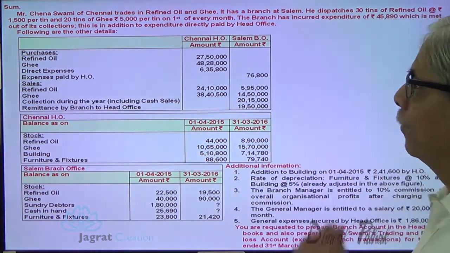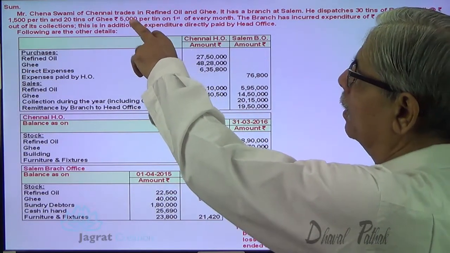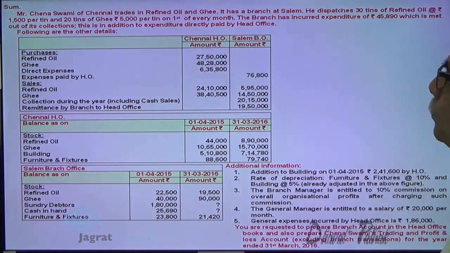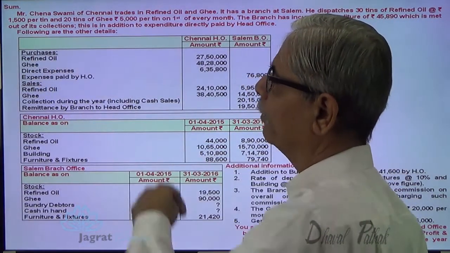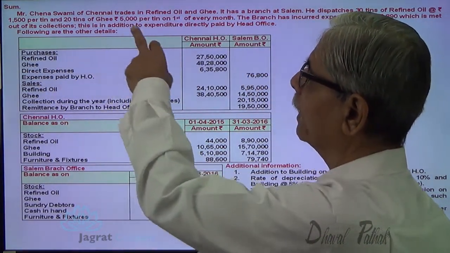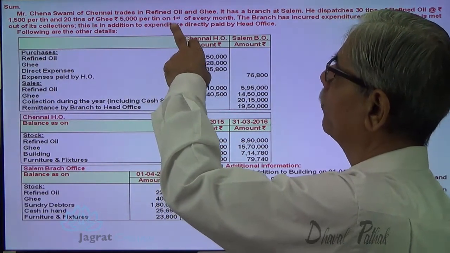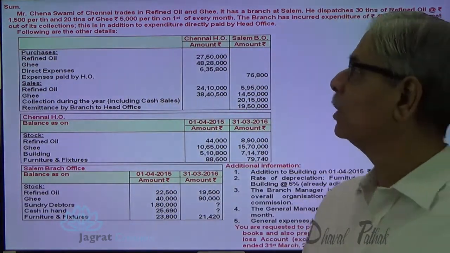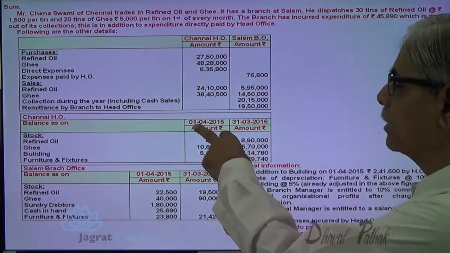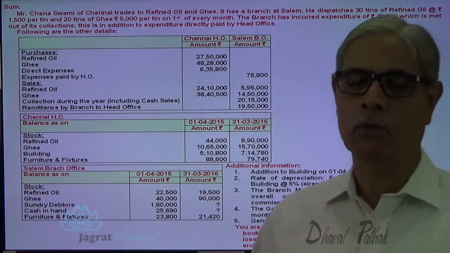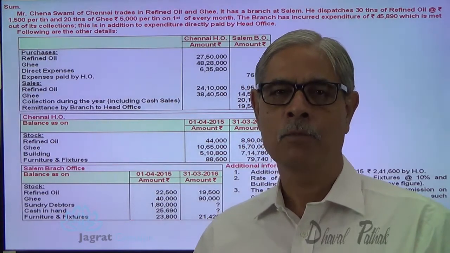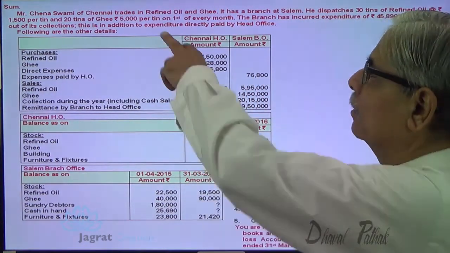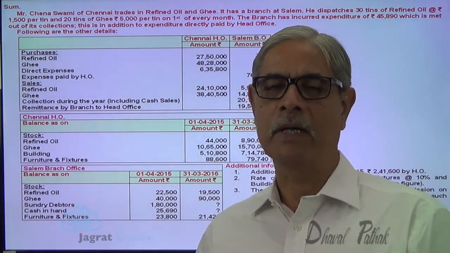Chinnaswamy of Chennai trades in refined oil and ghee. It has a branch at Salem. He dispatches 30 tins of refined oil at the rate of rupees 1500 per tin and 20 tins of ghee at rupees 5000 per tin on 1st of every month. So the accounting year starts from 1/4/2015 and ends on 31st of March 2016. So the accounting time span is 12 months, and this quantity is delivered every month, so 12 times.